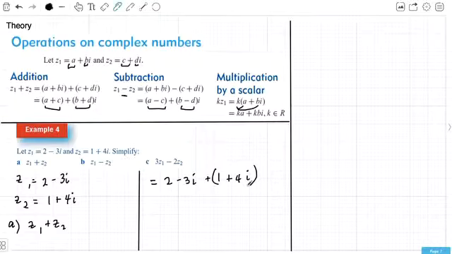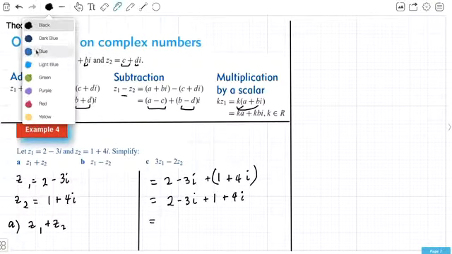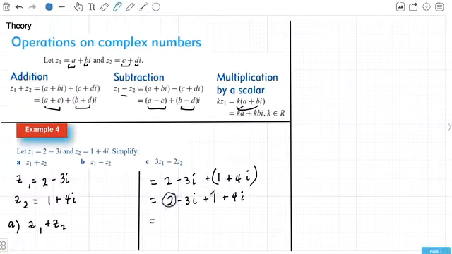Often it's a good idea to put brackets around the second one. Mainly just do that because if you have a negative here, you need to be careful that you're subtracting that through that bracket. Because it's an add, you don't really need to do it. And what we need to do now is look at the separate parts. So look at your real parts. So we've got 2 plus 1, so that's 3.